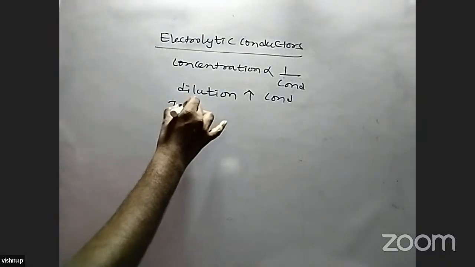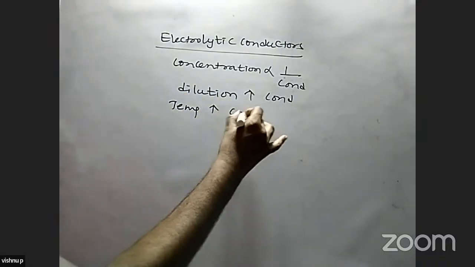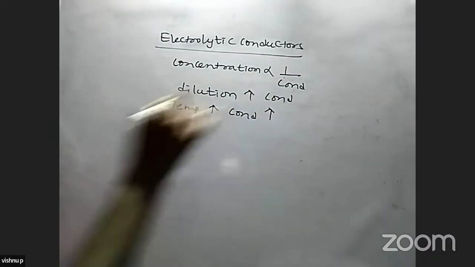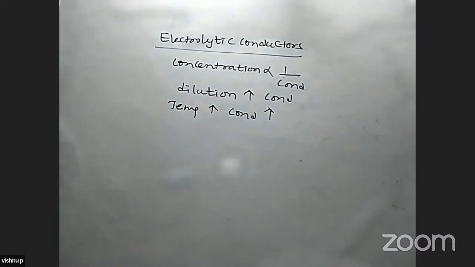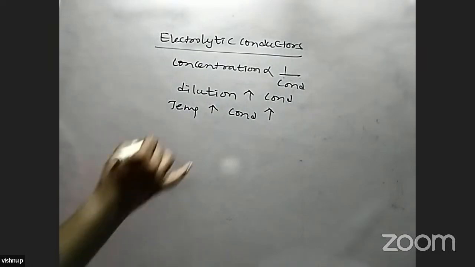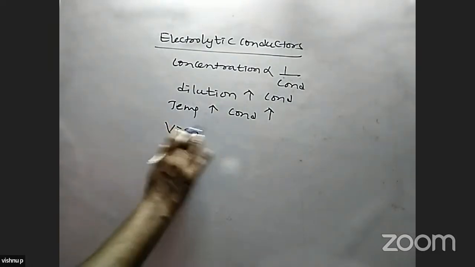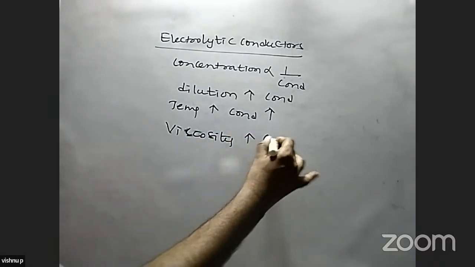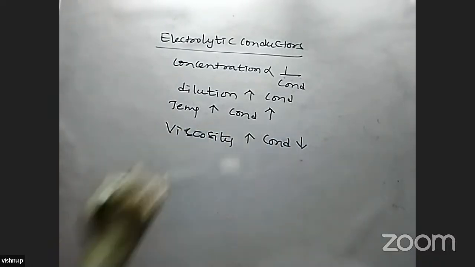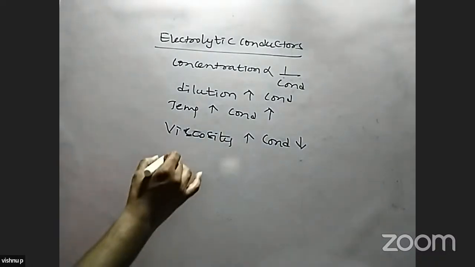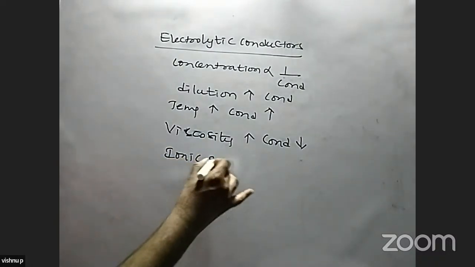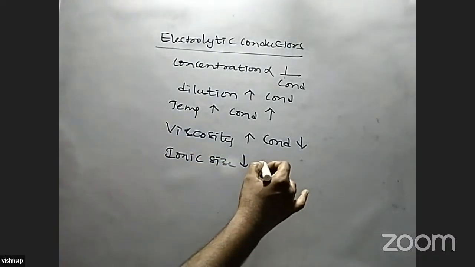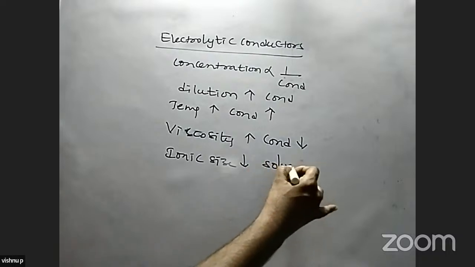And next is temperature. When temperature increases, more ions are dissociated, so conductivity also increases. And next, viscosity of the liquid. When viscosity increases, conductivity always decreases. And next is ionic size. When ionic size decreases, then solvation increases. What is the meaning of solvation?